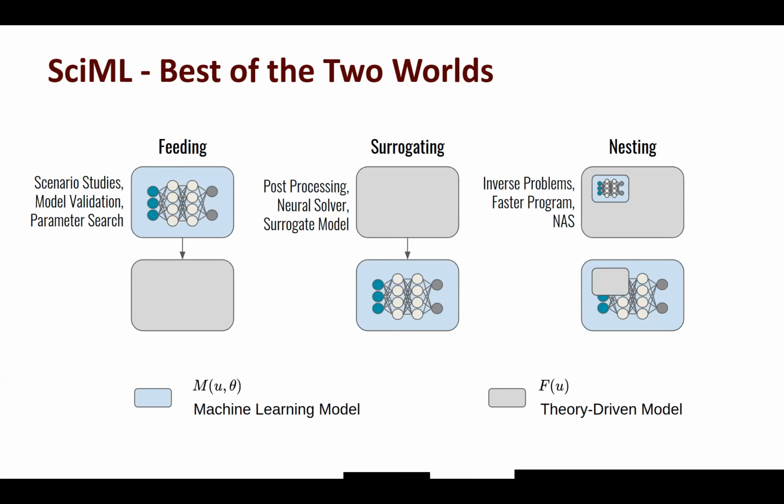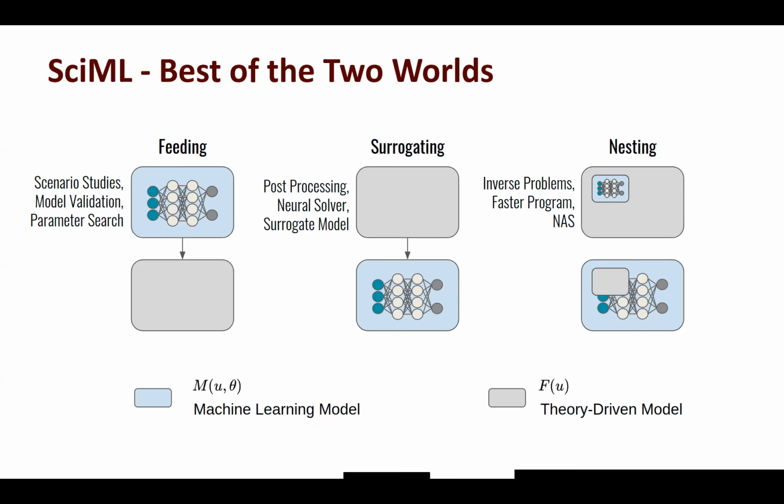So I'll show three scenarios of how a deep neural network model and a theory-driven model can work together. A theory-driven model considers a governing equation. So you have physics, you have all the equations you want your solution to satisfy. The first scenario is a so-called feeding paradigm. You have some theory-driven model already set up. It's well tested, and you want to generate different scenarios that can fit into your model.